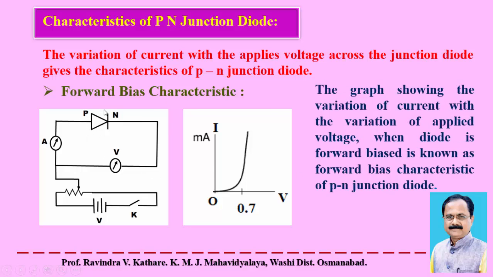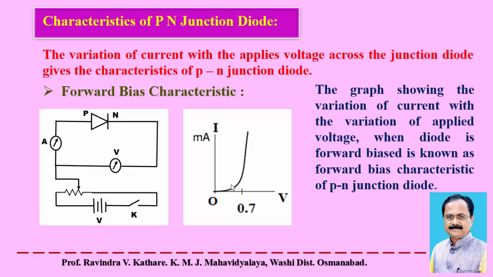In figure 1, this is the p-n junction diode. This is the ammeter connected in series to measure the current through the p-n junction diode. This is the voltmeter connected in parallel to the p-n junction diode, which measures the voltage across it. This is the applied battery or cell. This is the key, and this is the rheostat. This rheostat and this battery form the voltage divider arrangement.